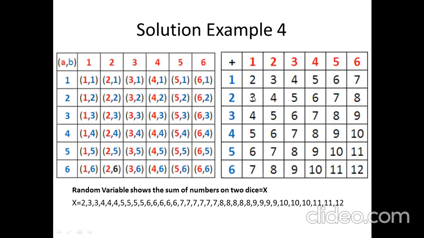And how many 2s we have? We have 1. How many 3s? We have 2 3s. Likewise, we have 3 4s, 4 5s, 5 6s, 6 7s, 5 8s, 4 9s, 3 10s, 2 11s, and 1 12. And that is how this x is formulated, because x is the sum of the numbers on the two dice. I hope this is understandable. So we start from this table, go to this table, and then formulate our x.